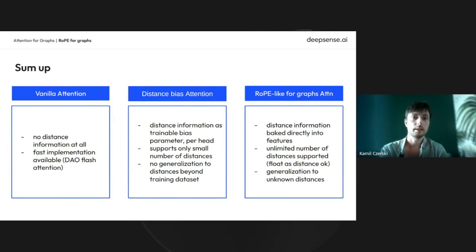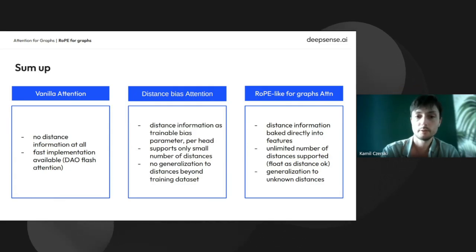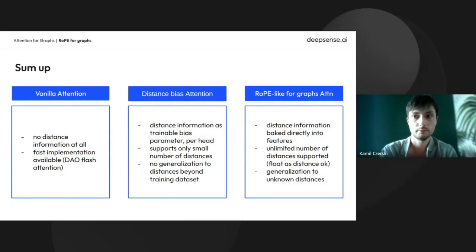Okay, so let's sum up. Let's go back for a second and see the three attention mechanisms that we discussed today. We have vanilla attention, but it does not have any positional information at all, both for sequences and for graphs. It will not work out of the box. It will work for sequences, but it will not be aware of positional information. And there is a fast implementation available, flash attention. Maybe you have used it when you trained some LLM, you probably have it already inside.